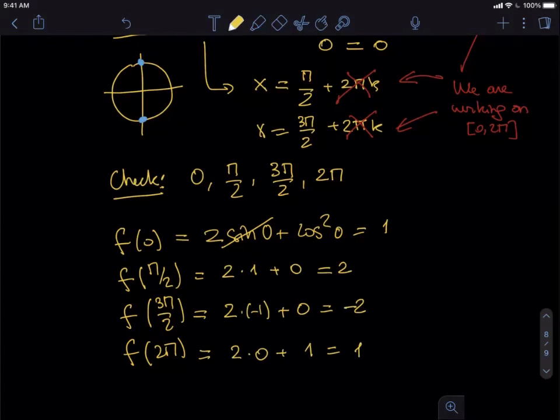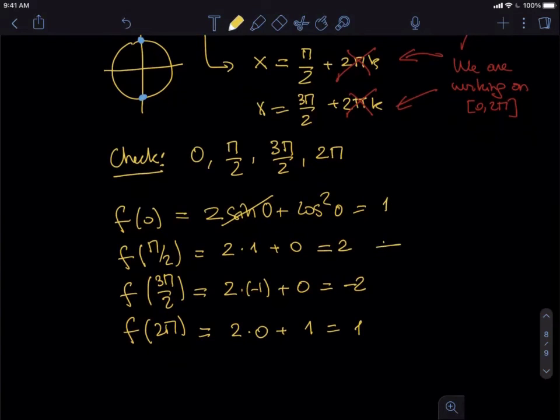So looking at these values, we have the absolute maximum, which is 2, and it's attained at x equals pi over 2, and the absolute minimum at x equals 3 pi over 2.